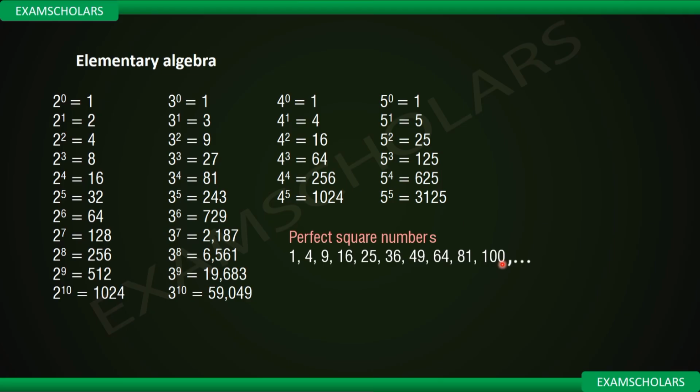25, perfect square number. 36, and so on, up to 100. We have more than that. 11 times 11 is 121. 12 times 12 is 144, and the like. So they are perfect square numbers.